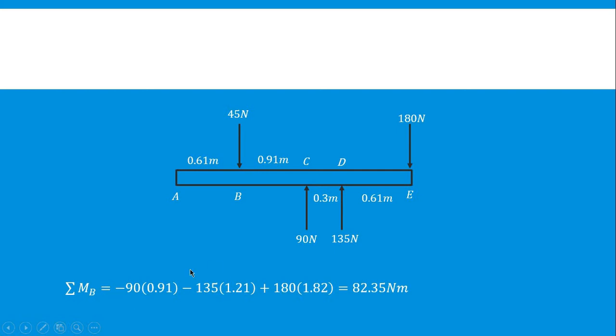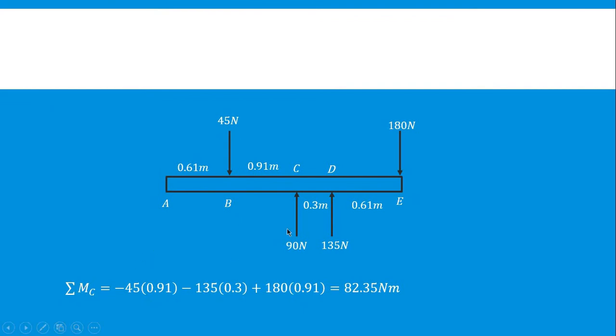In getting the summation of moments at B, 90 Newton is going counterclockwise. That will give us negative 90 multiplied with 0.91 meter. Next is 135 Newton, also going counterclockwise, multiplied with 1.21 meter. Next is 180 Newton going clockwise. That will give us 180 multiplied with the summation of 0.91, 0.3, and 0.61 meter, with a total of 1.82 meter. So the summation of moments at B in total is 82.35 Newton meter. Same with the summation of moments at A.